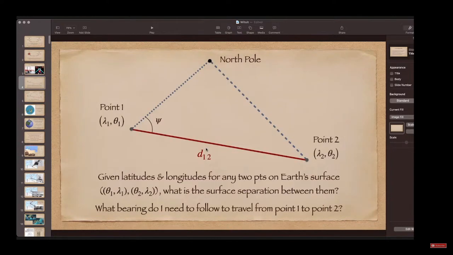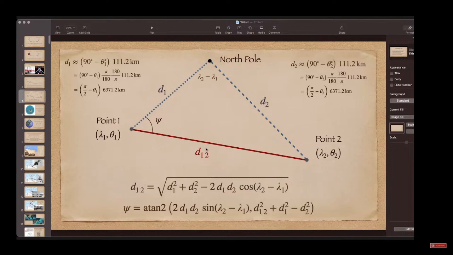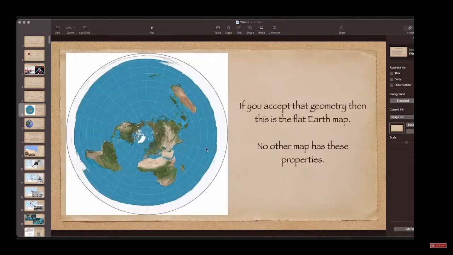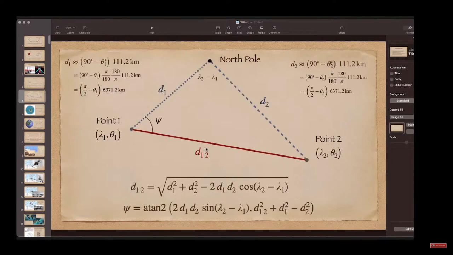So let's look at the most basic navigational problem that you can face. You know where you are, point one, you know the latitude and longitude, you know where you want to go, point two, longitude, theta two. How far away is it, and what direction do I need to go in? Now, if the Earth is flat and we accept that one angle of separation corresponds to approximately 69 miles or 111 kilometers, then this should be an easy solution on the flat Earth. We know the two sides of the triangle, and the angle between them. We can work out the third side and the angle psi.